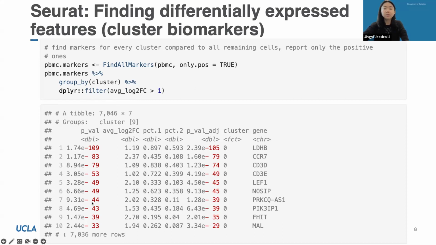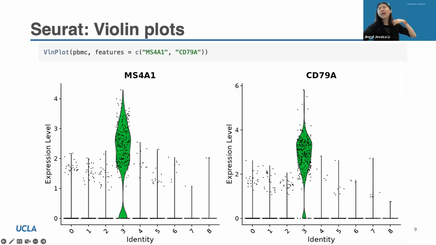All right, so you see that this is what we get. You still have the p-value, average log2 fold change, PCT1, PCT2, and adjusted p-value. And for the clusters, you want to show which cluster you are looking at. And there are some nice visualizations built into Seurat. I think this explains why Seurat has been so popular as a package, as a tool.